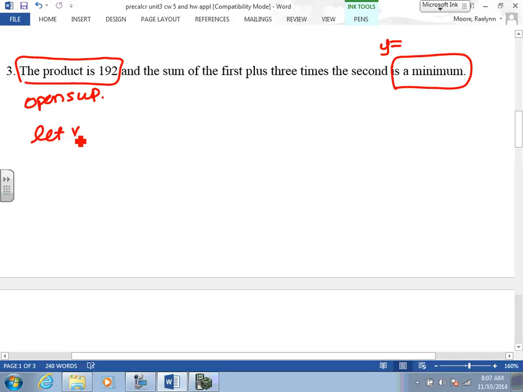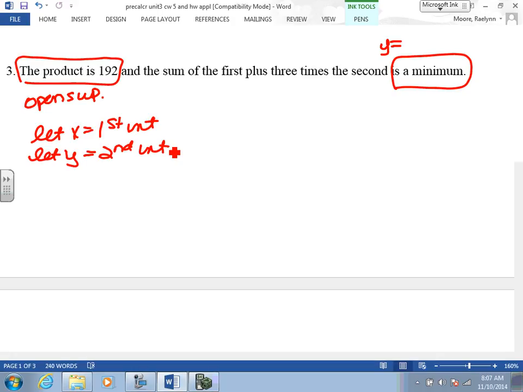Let x equal your first integer. Let y equal your second integer. And the directions on the very top of this said we want 2 positive integers. So again, what quadrant are we working with? 1. Okay, quadrant 1 still. Okay. So how do I say product?